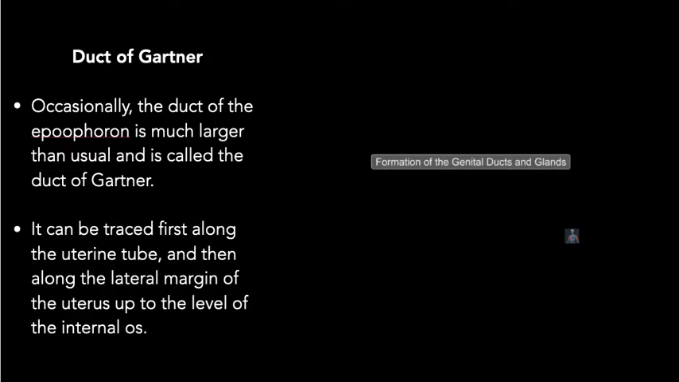Duct of Gartner. Occasionally, the duct of the epoophoron is much larger than usual and is called the duct of Gartner. It can be traced first along the uterine tube and then along the margins of the uterus up to the level of the internal os. Further down, it runs through the cervix and the lateral wall of the vagina, ending near the free margin of the hymen. Representing the mesonephric duct, it may form a cyst in the anterior or the lateral wall of the vagina.